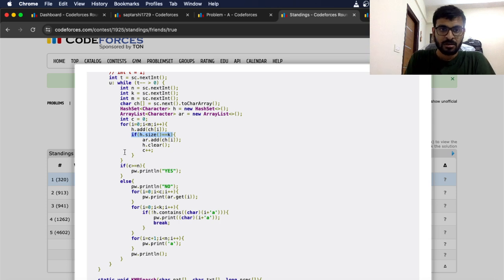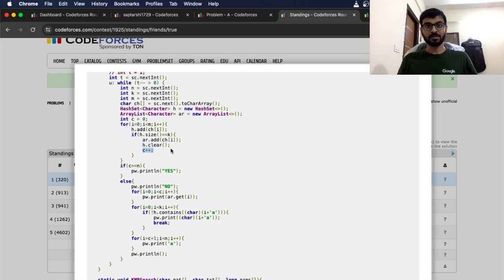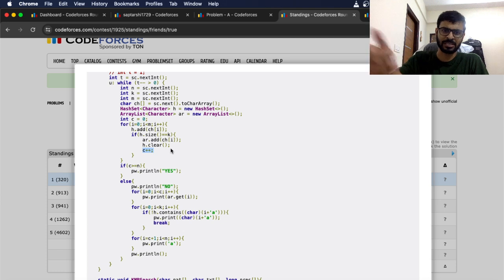In this way, now what am I doing? I'm basically adding that last character which completes my bubble as I discussed, and then I'm clearing the hash map for the next bubble preparation, and then C++, which means now one character is completed. The first character or the second character, whatever, is completed. I'm going to try for the next character.